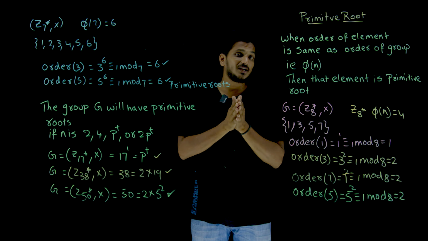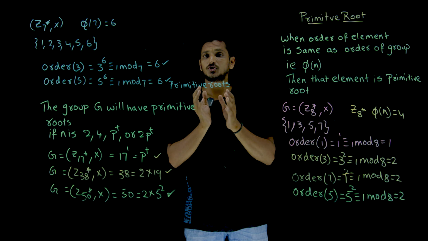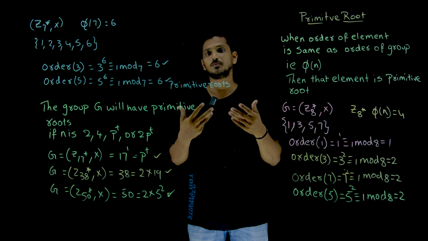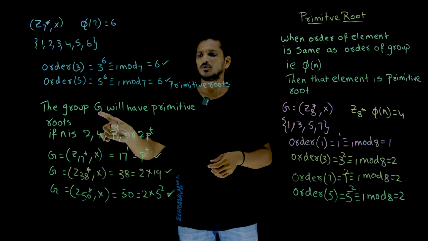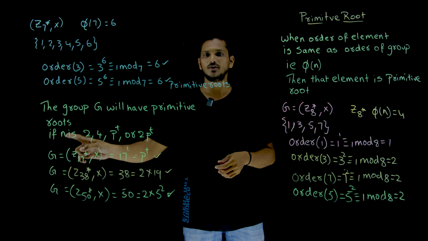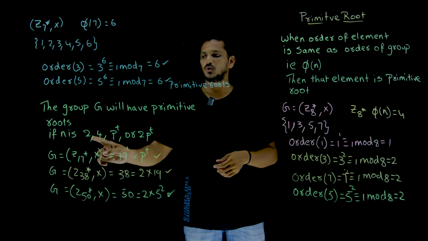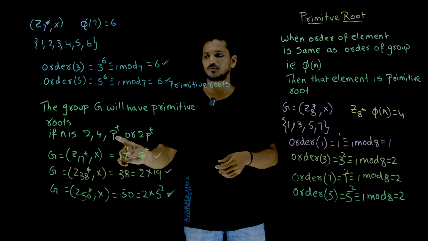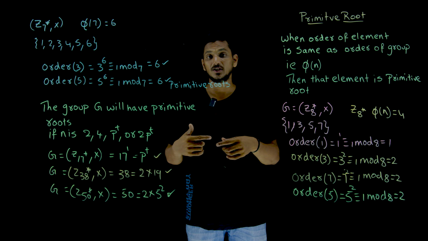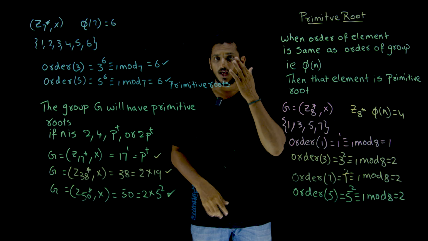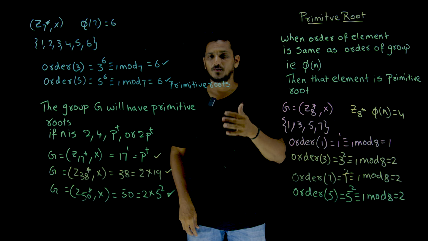Whether the group contains a primitive root or not, there is a shortcut to identify that. Let's do some examples on that. The group G will have primitive roots if n is either 2 or 4 or p power t or 2 multiplied by p power t. If this satisfies these conditions, then that group contains primitive roots.